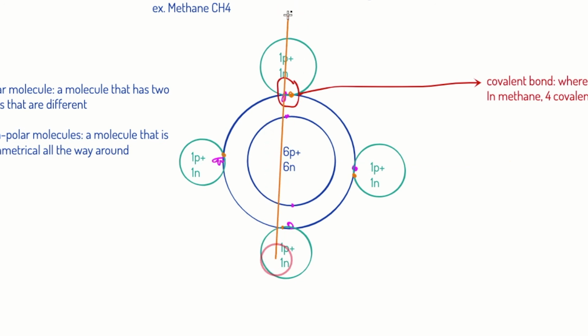Let's say I draw the line this way. This left side is the same as this right side. So again, not different. Let's say I split the molecule this way. This side, same as this side. So it's symmetrical no matter how you cut it, and that will make it a non-polar molecule.